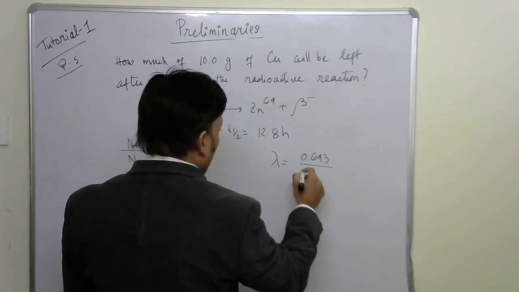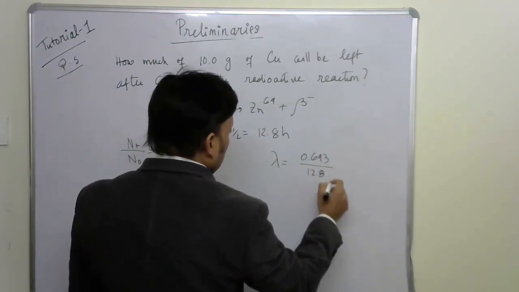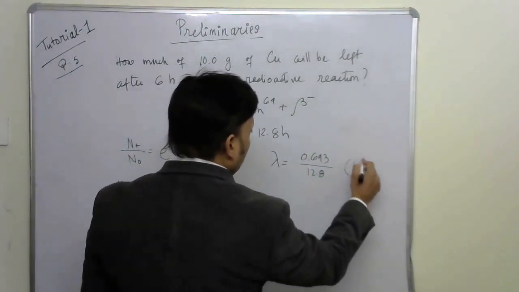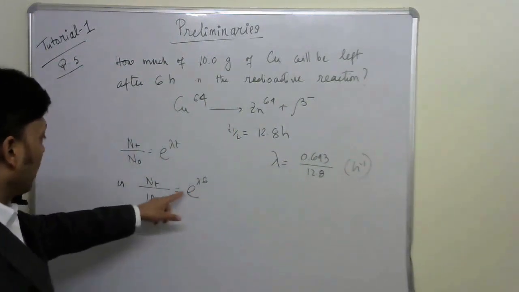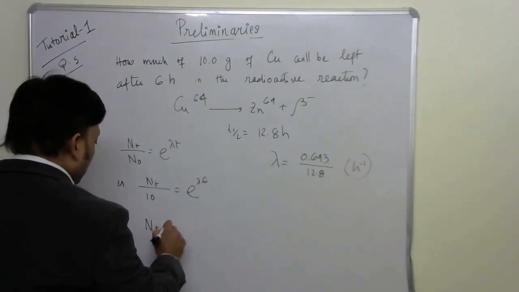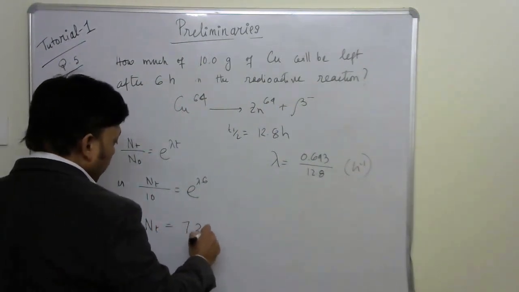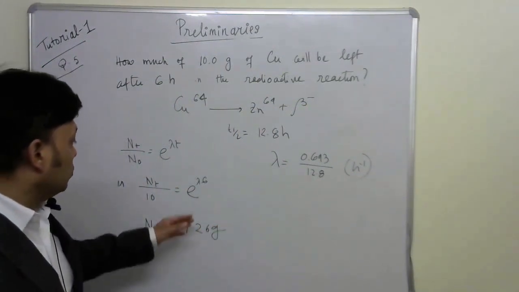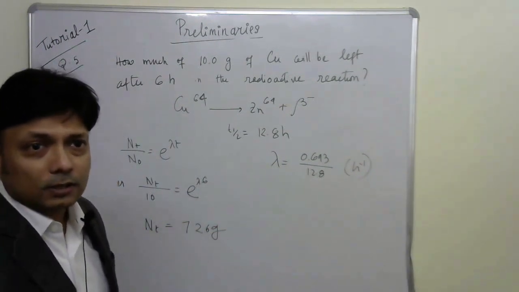So T half is 12.8 hours. If we put that, we get the lambda value in inverse hours. Now if we put the lambda value over here and try to solve for N(t), we should get the answer 7.26 grams. You can do it yourself, and please verify whether you are getting the correct answer.